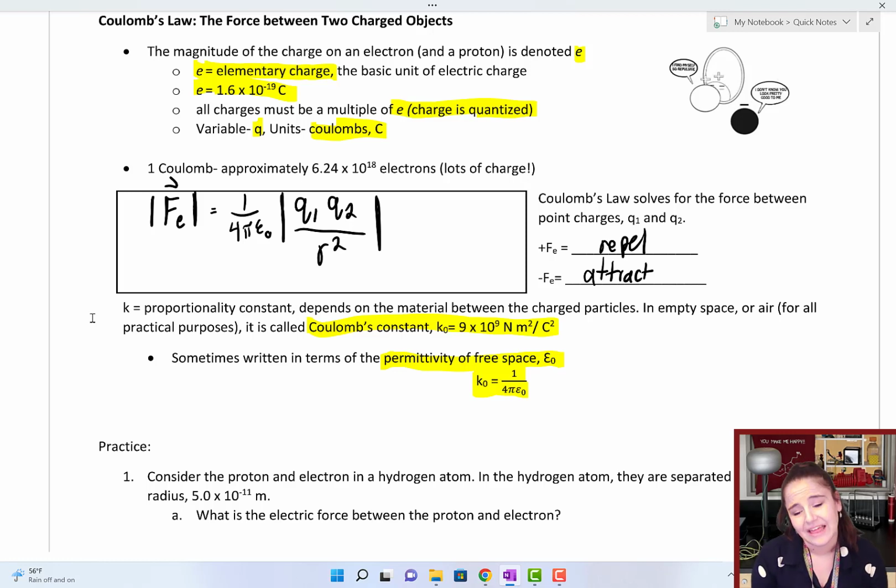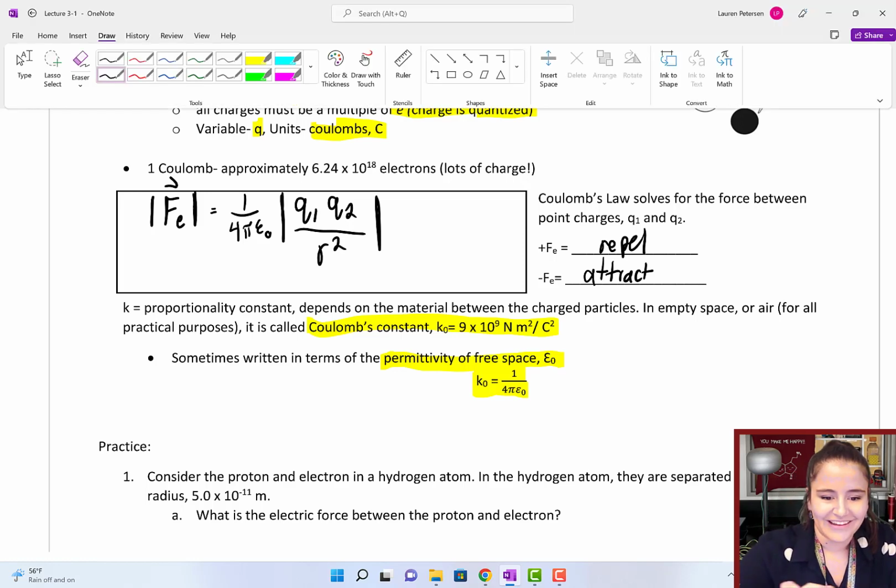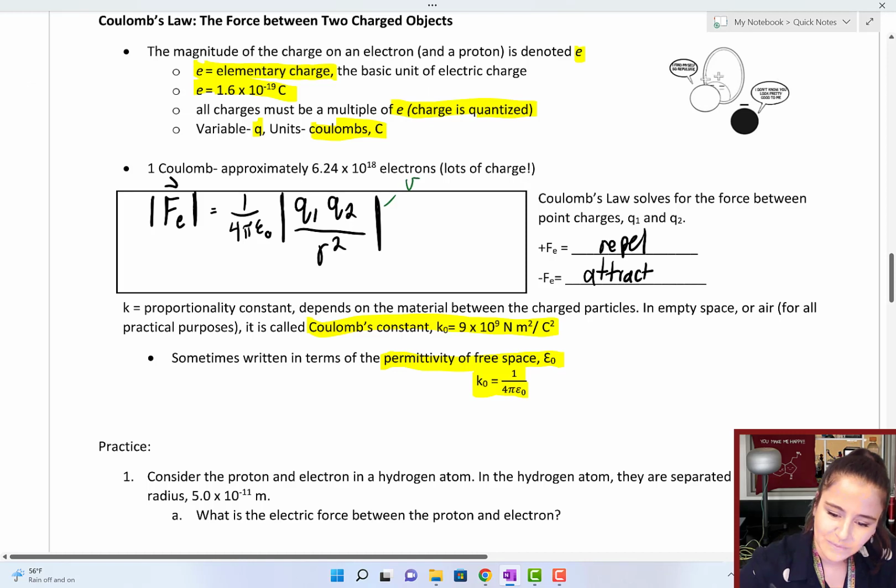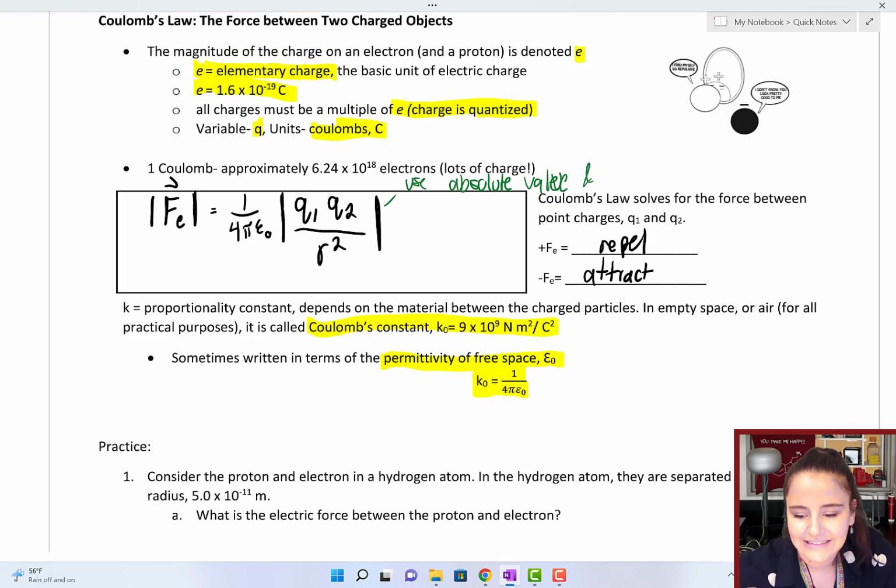And I think that is kind of confusing because I think negative normally means repel. So that's why I say use the absolute value, and the idea that opposites attract to figure out the direction, rather than trying to use something like this, okay?